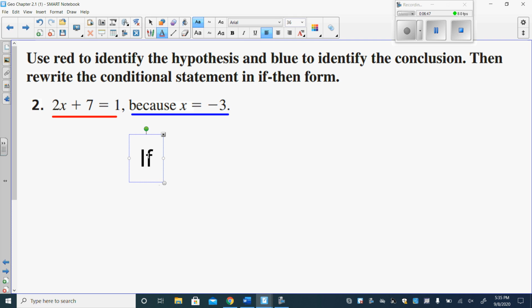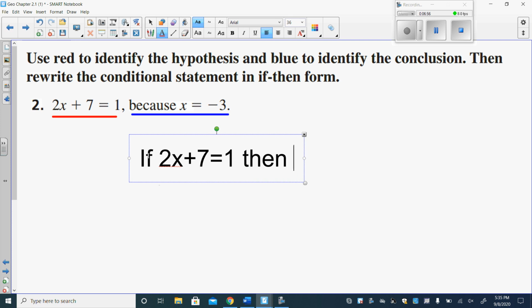So what we can say with that is, if 2x plus 7 equals 1, then x equals negative 3. And that's it. That's all we have to do for this in the if-then form. If 2x plus 7 equals 1, then x equals negative 3. And that's all we have to do for this here.